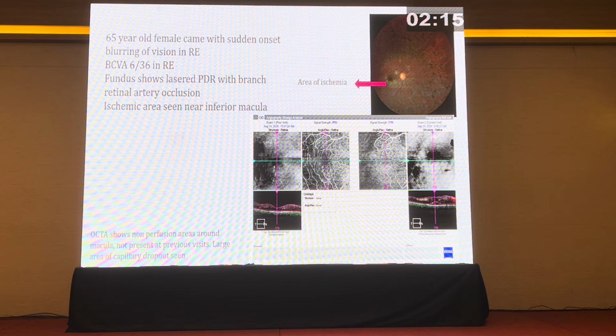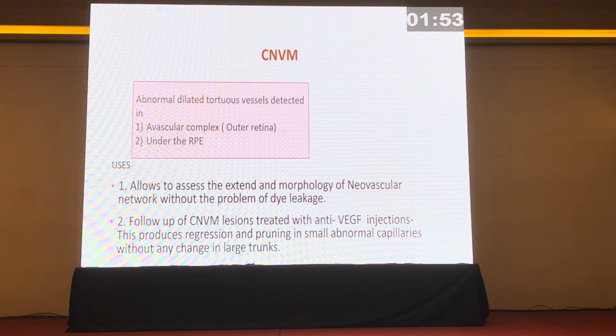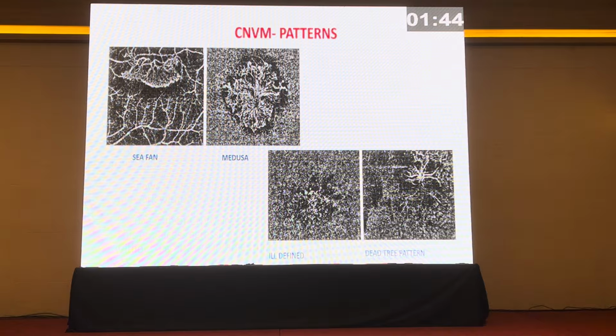Dry age related macular degeneration could be early or late. Early would have drusen, there will be a generalized reduction of choriocapillary density and dark patches. Late AMD, geographic atrophy, there will be choriocapillary loss with choroidal vessels growing into that particular area, which shows as white dots. CNV, we can see abnormal dilated tortuous vessels, vascular complex under the RPE or on top of the RPE. So these are the different patterns of choroidal neovascular membrane based on OCT angiography.